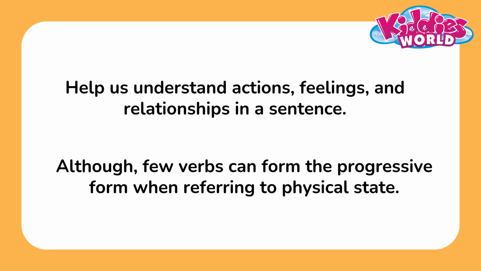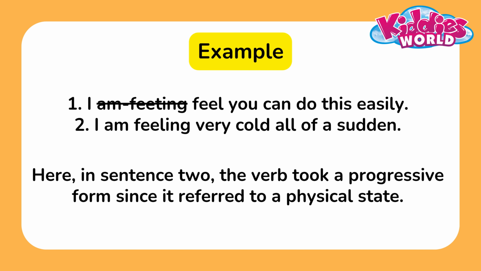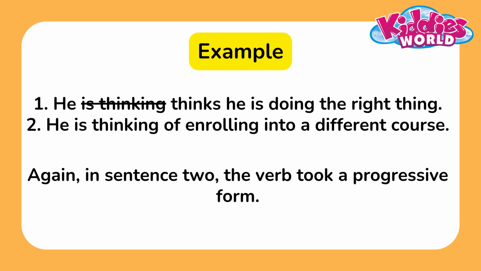Check the example. Here, in sentence 2, the verb took a progressive form since it referred to a physical state. Let us look at few more examples. Again, in sentence 2, the verb took a progressive form since it referred to a physical state.